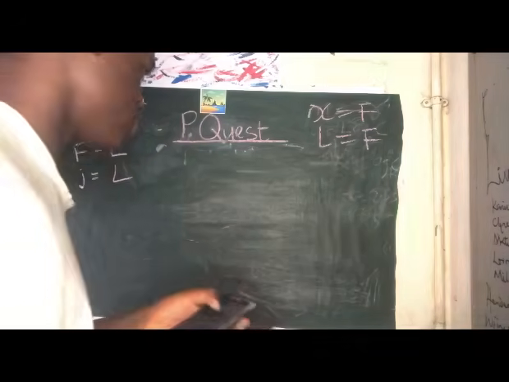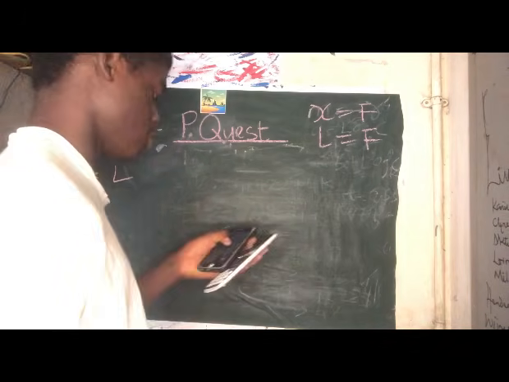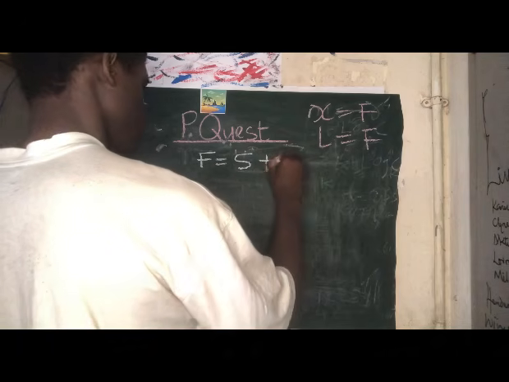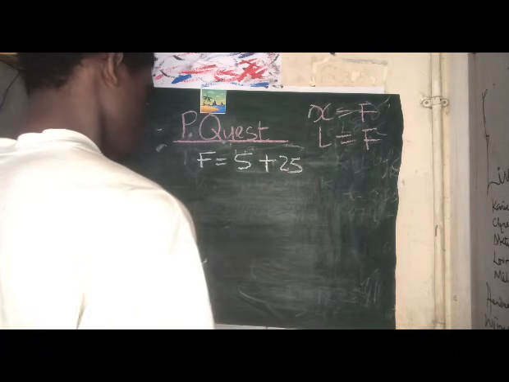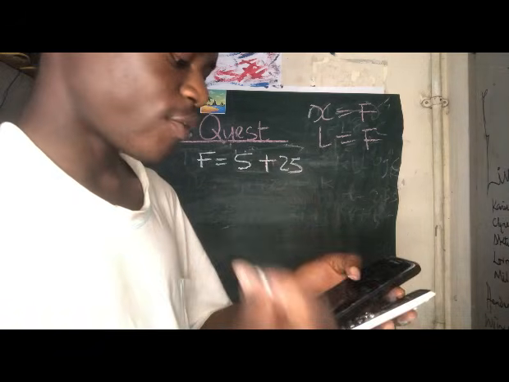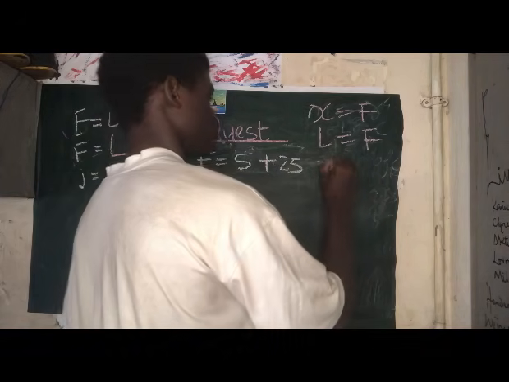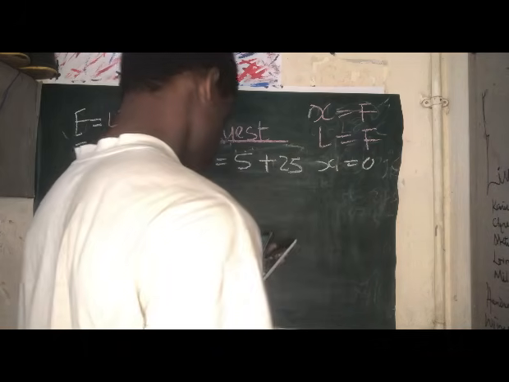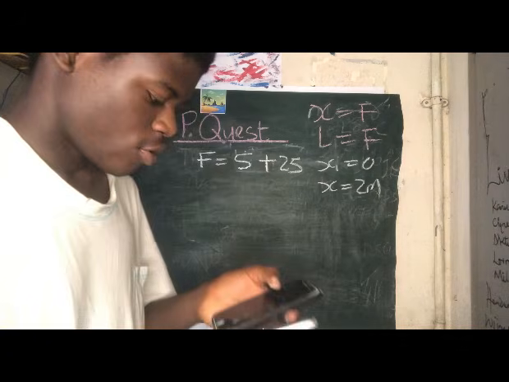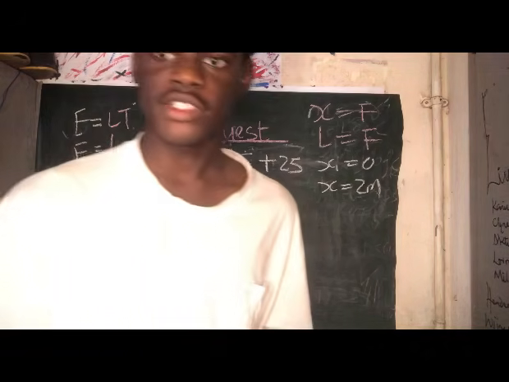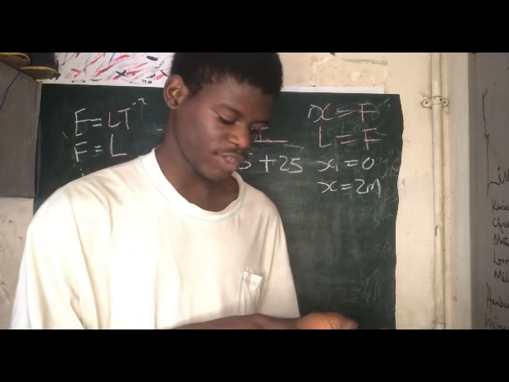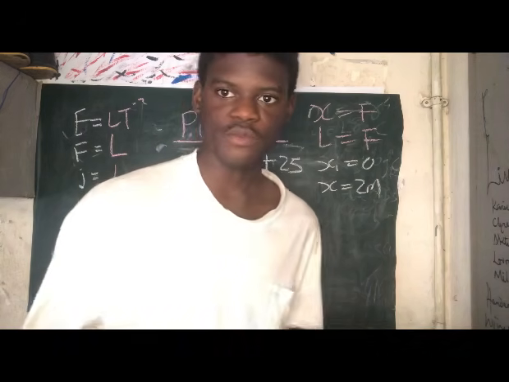So question number 19. It said if F is 5 plus 2x, find the work done from x equals 0 to x equals 2 meters. Normally we know that work is force times distance, or F dot s, but in this scenario we cannot use F dot s because the force varies with position.